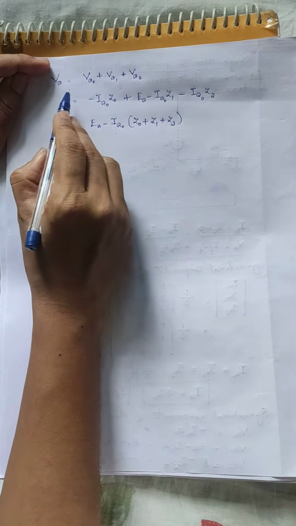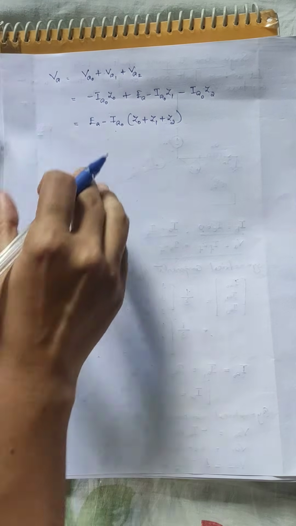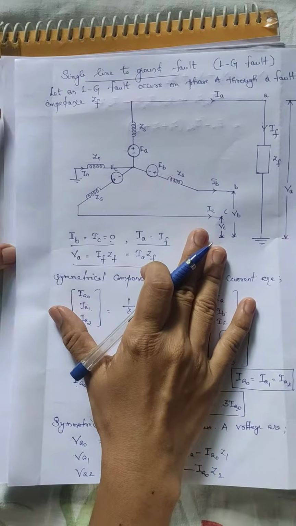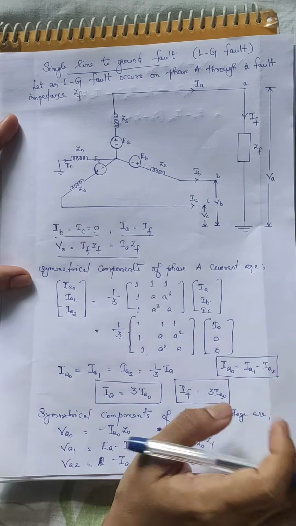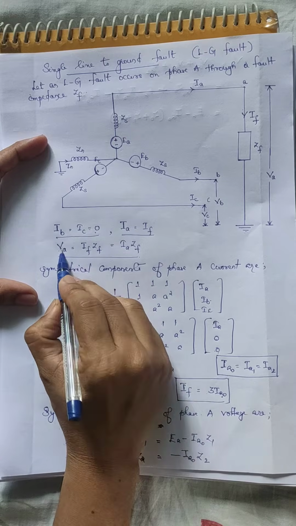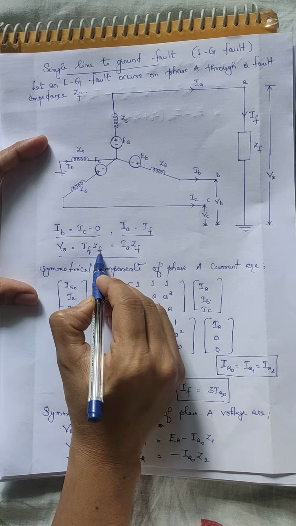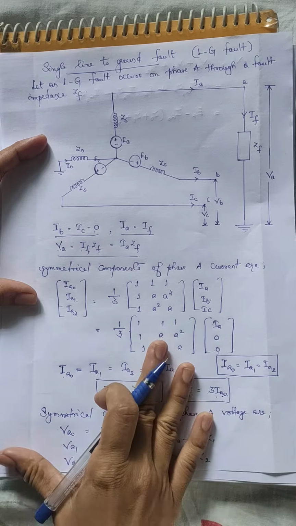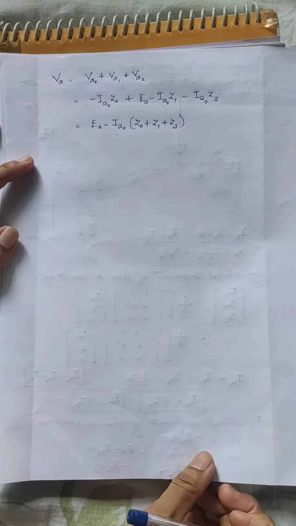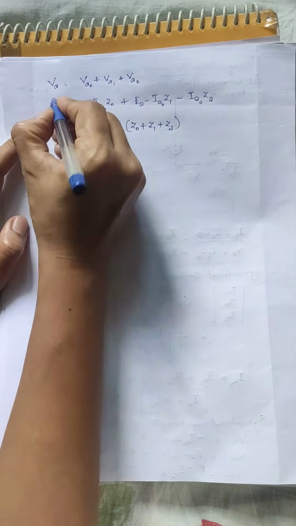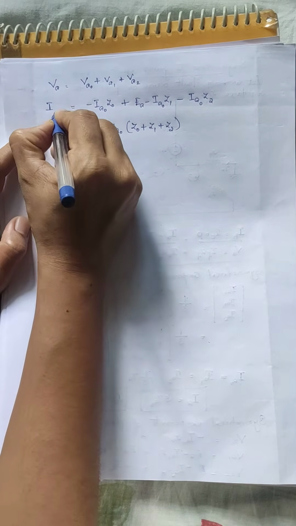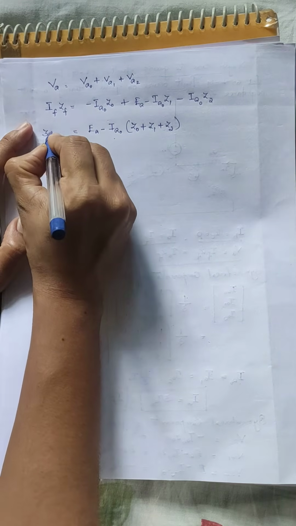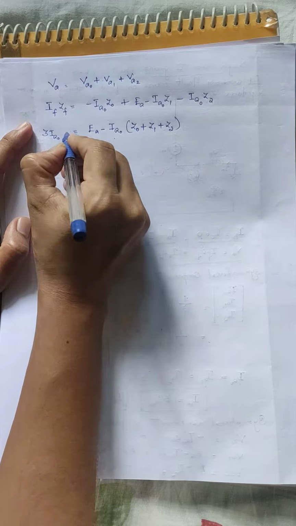Now the left hand side is VA, the voltage of phase A. We have already written the equation for phase A voltage. VA is equal to IF into ZF and IF is equal to 3 times IA0. So let us substitute those here. Instead of VA, we can write IF into ZF, and IF is 3 times IA0 into ZF.